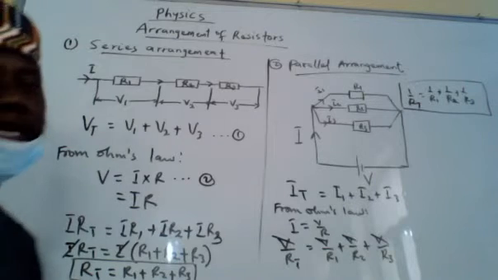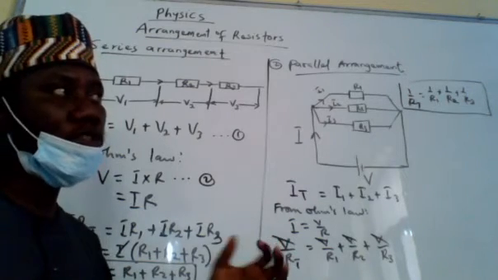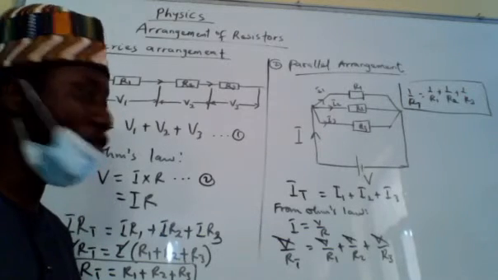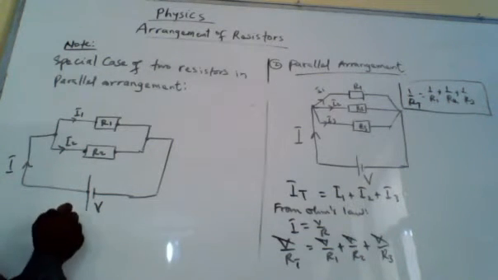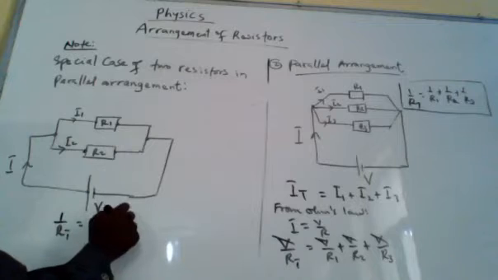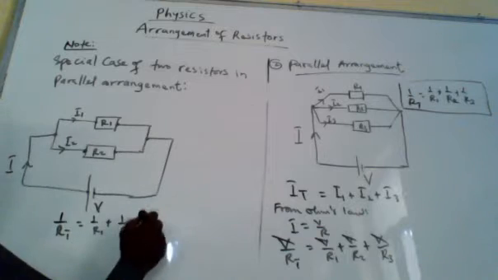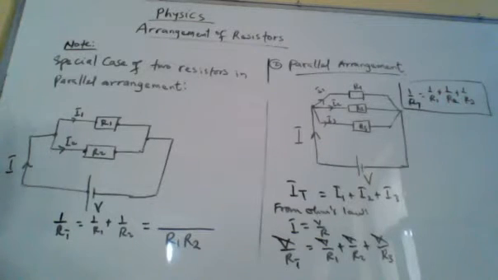And there's a special case. Under this parallel arrangement, there is a special case of 2 resistors in parallel. If you have 2 resistors in parallel, how do you go about it? That is what I'm going to be discussing in my next slide. For a special case of 2 resistors in parallel, we are going to have 1 over R total to be 1 over R1 plus 1 over R2. We know this. Now, looking for the LCM, LCM is going to be R1 times R2.